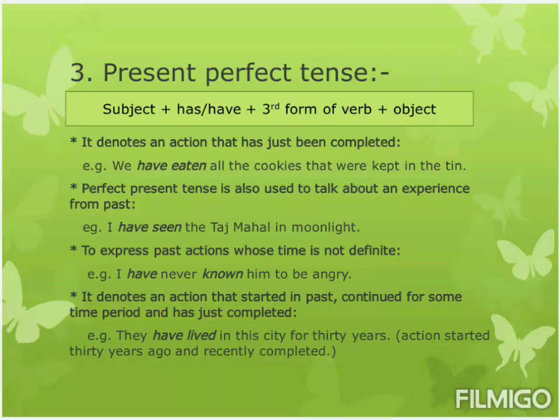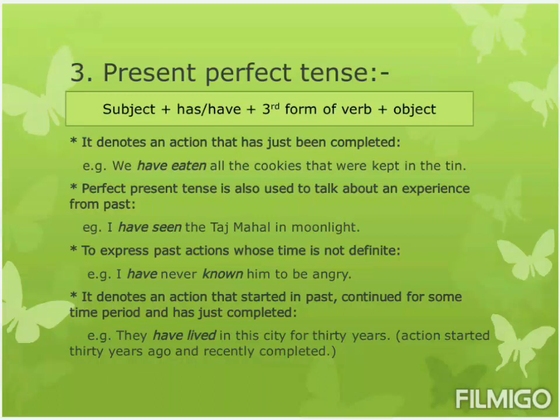The next is present perfect tense. It denotes an action that has just been completed, or we can say action just finished. We have eaten all the cookies that were kept in the tin. We have completed our work. Perfect tense is also used to talk about an experience from the past. I have seen the Taj Mahal in moonlight. Present perfect is also used to express a past action whose time is not definite. I have never known him to be angry.